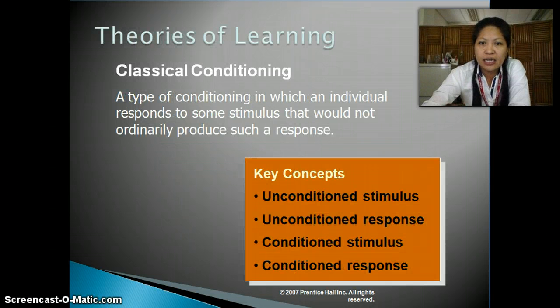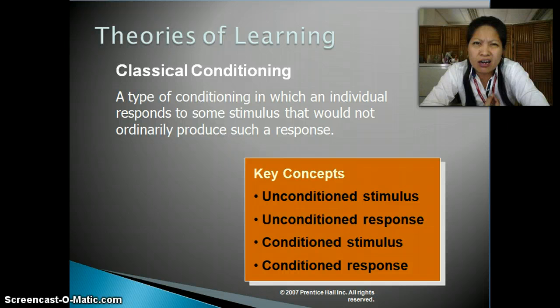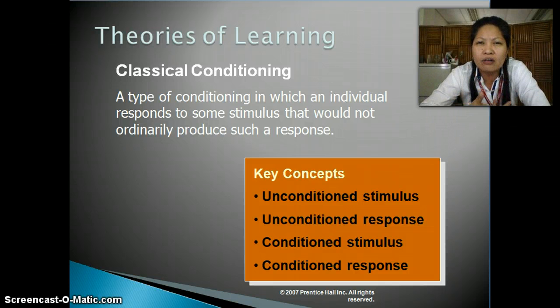We have classical conditioning, a type of conditioning in which an individual responds to some stimulus that would not ordinarily produce such a response. So the key concepts here are unconditioned stimulus, unconditioned response, conditioned stimulus, and conditioned response. When we say unconditioned stimulus, this is something that we react to because it's a natural thing that's happening. For example, if we smell our favorite food, we instantly, naturally react, like we get hungry or we salivate, because that's our favorite food that we smell. So that's a natural stimulus, the smell of our favorite food. Unconditioned response is our natural reaction of salivating or getting hungry because we smelled our favorite food.